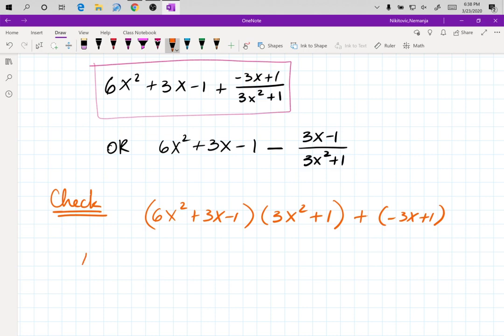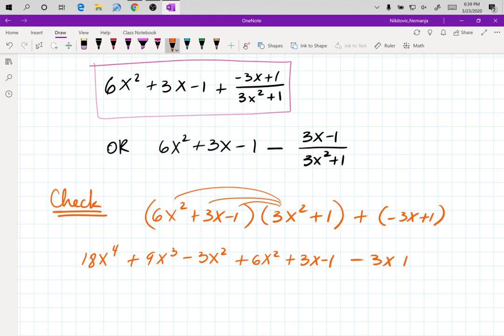So we have 18x to the 4th. We have this one going all three ways, plus 9x cubed, minus 3x squared, plus 6x squared plus 3x minus 1. And now we have minus 3x plus 1. When we add all of the like terms, we should get our original problem.